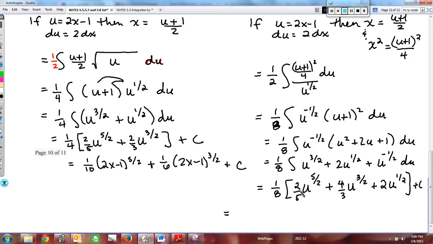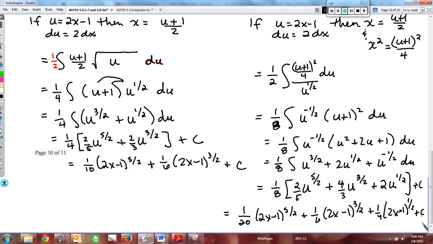So we would end up with 1 over 20, my u was 2x minus 1 to the 5/2, plus 1/6, I'm distributing my 1/8 as I go, 2x minus 1 to the 3/2, plus 1/4, 2x minus 1 to the 1/2, plus c. And so there's our integration for that.